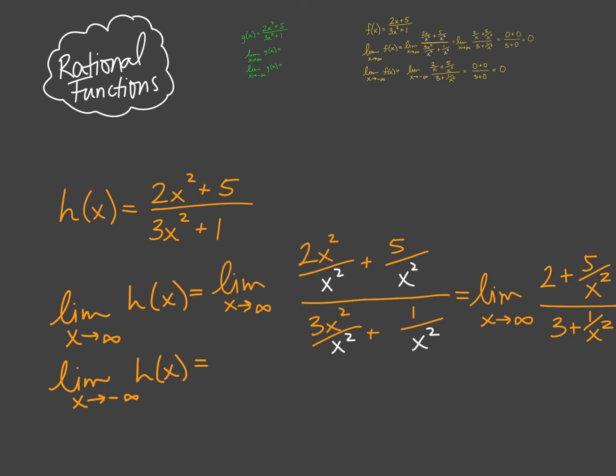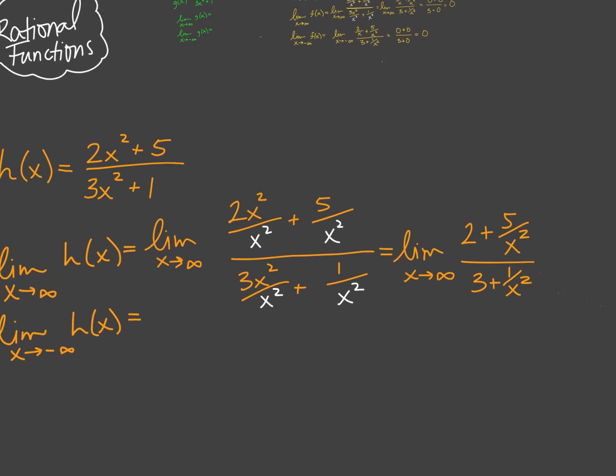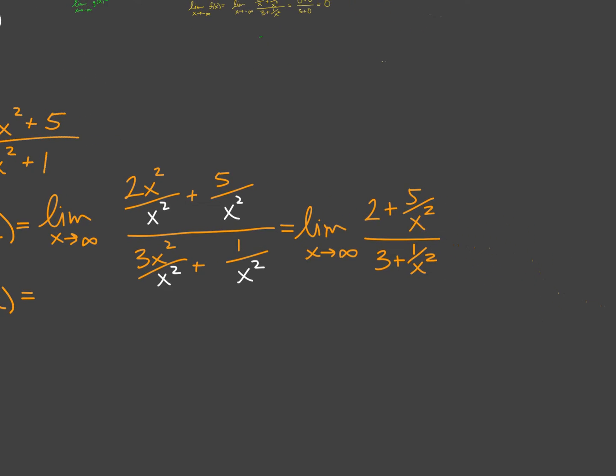So here, once we've simplified everything, it looks a little bit different than our previous example. We can see here that in both of our leading terms, in the numerator and denominator, the x squareds cancel. We're left with 2 and 3 respectively. Here we have 5 over x squared and 1 over x squared. Well, properties of limits say let's take the limit of each term separately. Well, 2 and 3 are unaffected by whatever x is. They remain 2 and 3.